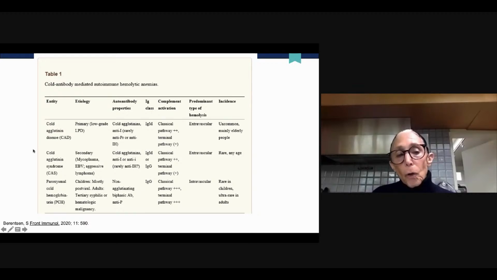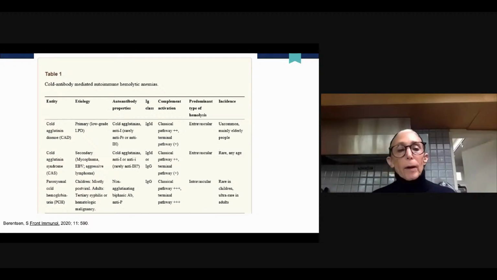And cold agglutinin disease is a disease of old people. You don't usually see it in people under 50. Most often the patients are in their 60s, 70s, and 80s. So usually seen in older individuals.